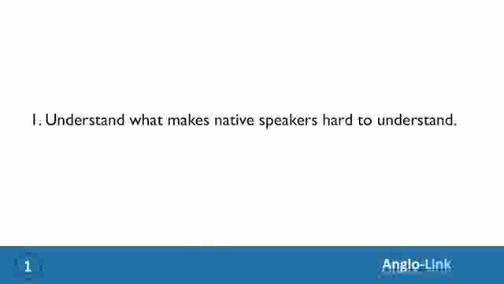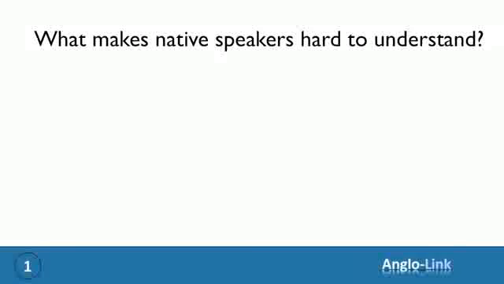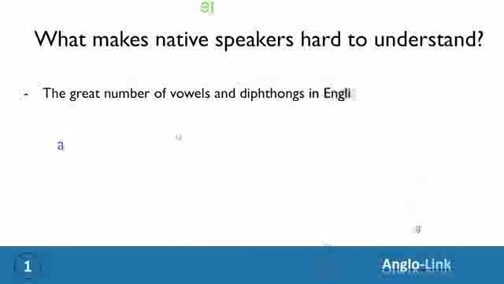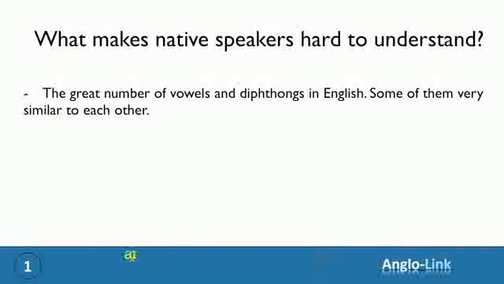Okay, let's start with understanding what makes native speakers hard to understand. There are 2 main reasons for this. The first one is the great number of vowels and diphthongs in English. And some of these are very similar to each other. There are many words where the consonants are exactly the same, and by changing the vowel sound, the meaning changes. And when these vowel sounds are very similar, and especially if one or the other doesn't exist in your own language, this can make it quite a challenge to understand a native speaker.